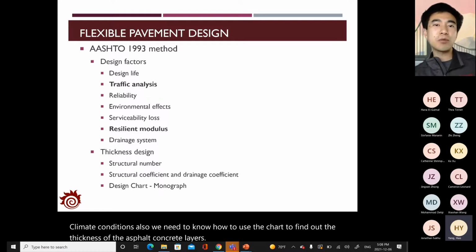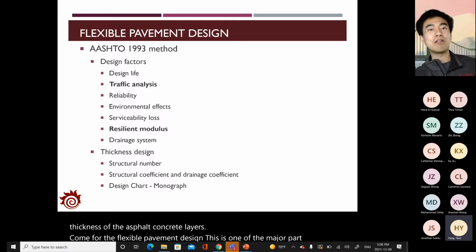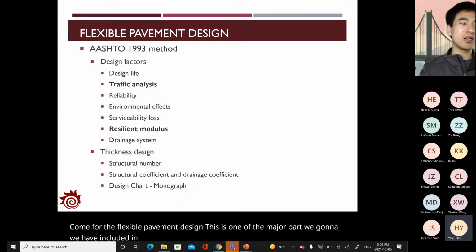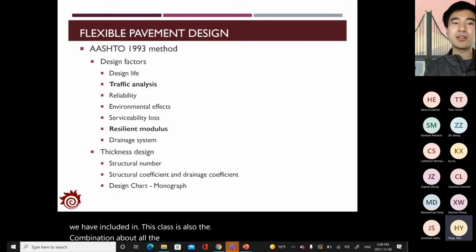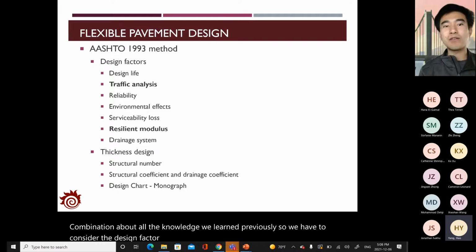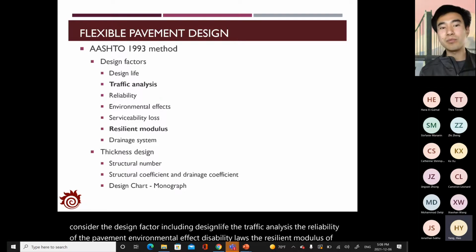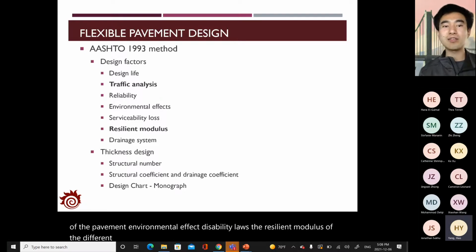For the flexible pavement design, this is one of the major parts we have included in this class. It's also the combination of all the knowledge we learned previously. So we have to consider the design factors, including the design life, the traffic analysis, the reliability of the pavement, environmental effect, the serviceability loss, the resilient modulus of the different layers, and also the drainage systems.